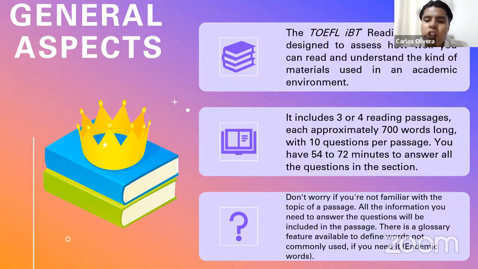Now, how much time are you going to have for the entire section? You're going to have from 54 to 72 minutes. I repeat, you're going to have from 54 to 72 minutes in order to answer all the questions in the section and to read the passages, okay? As I say, from 3 to 4 reading passages and 10 questions to respond per passage. Now, the entire and overall time you have for responding them all, it's from 54 to 72 minutes, all right? I'm gonna explain this further, so don't worry.